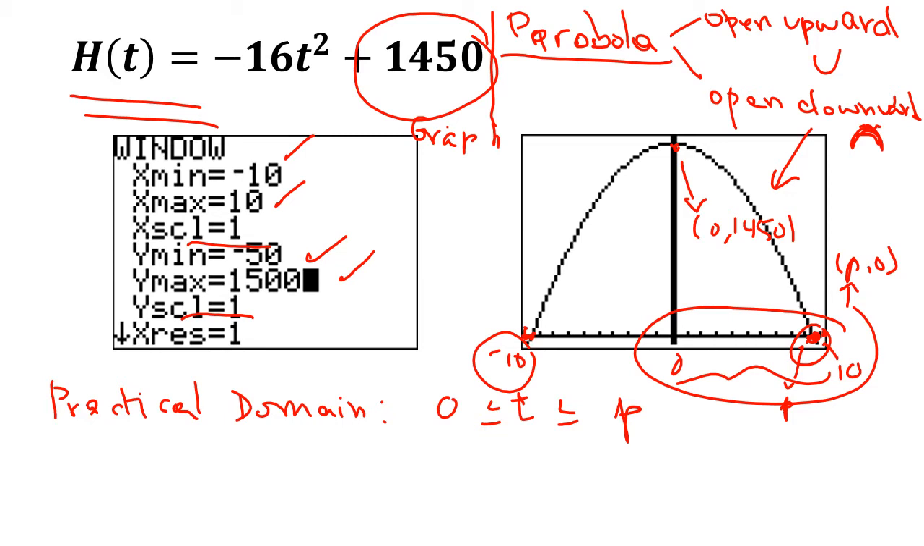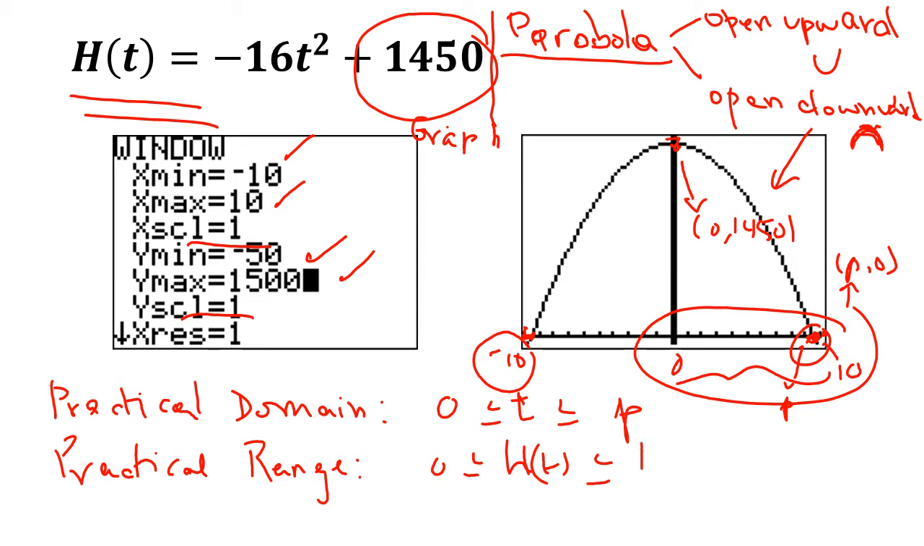equals 0. The practical range, now range corresponds to the values of H of t. And remember that H of t is the height, so the height is going to be between 0, right? And this number right here, 1450. 1450 is the highest the ball is ever going to be.